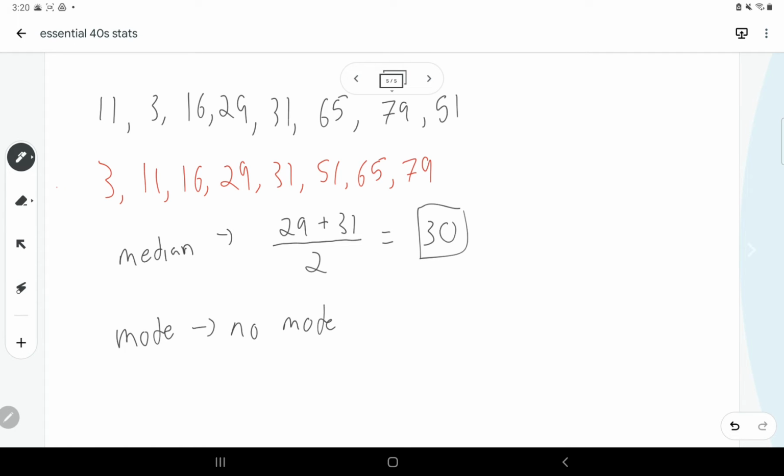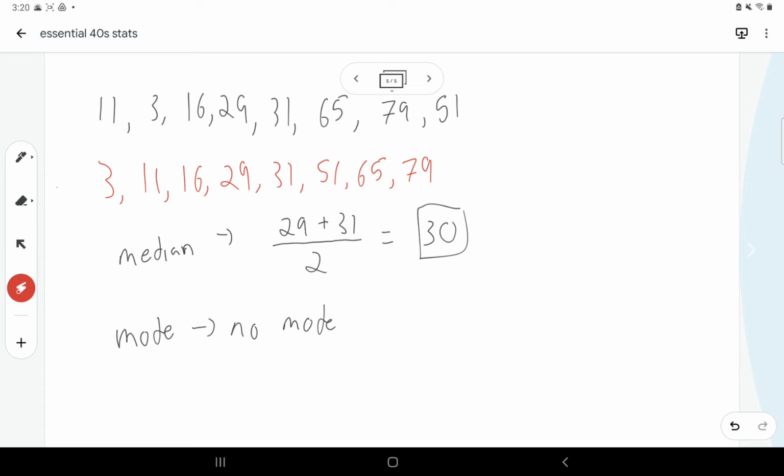This is another reason to put things in order because it's very easy to spot when there are multiples. That's why median and mode get introduced together because it requires that same first step. But that's it. There's no common numbers for mode, and there's a median of 30.